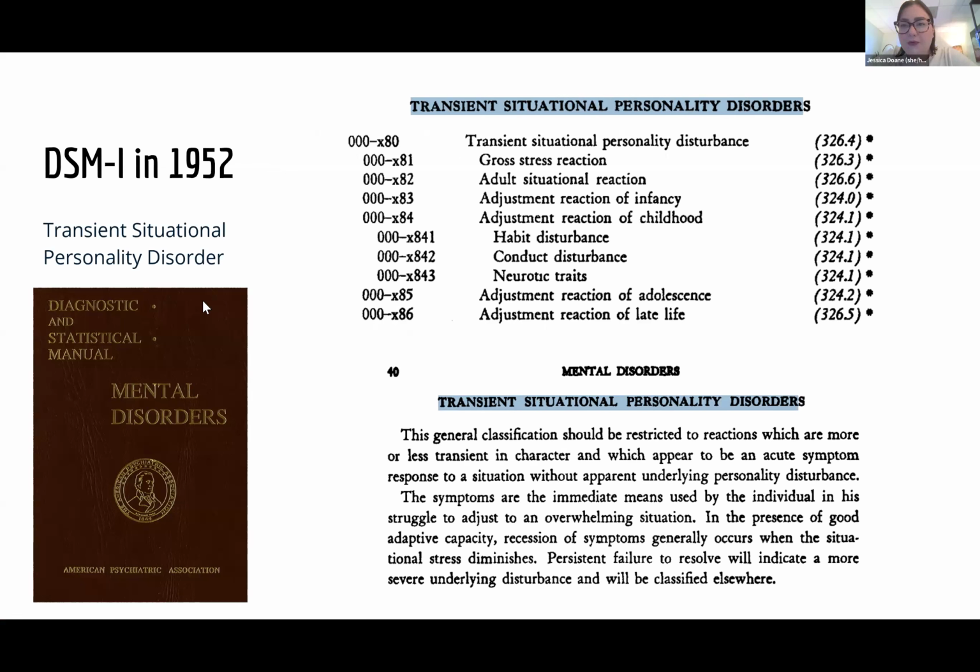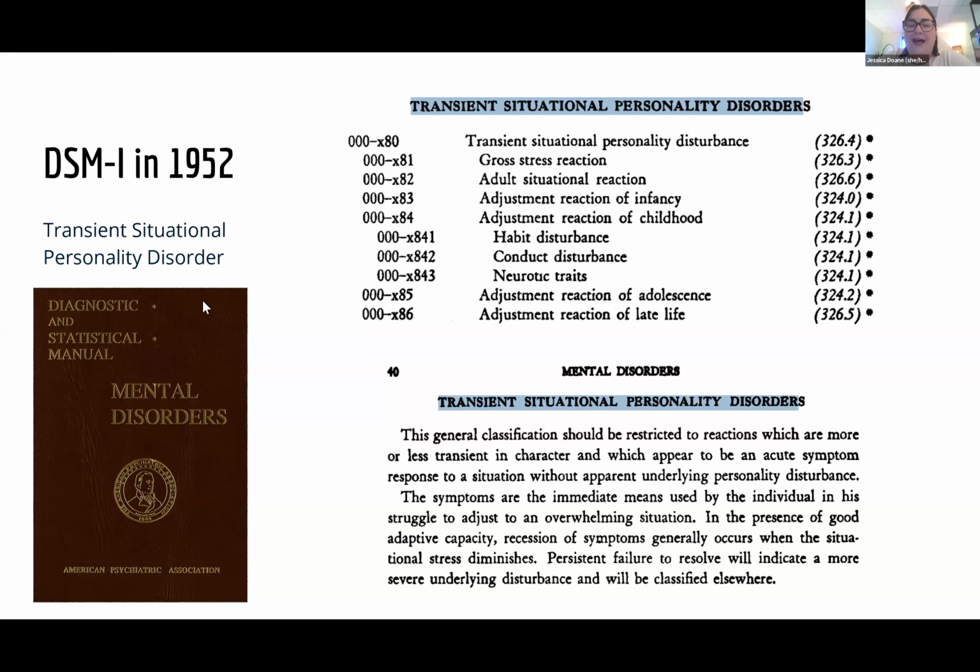Adjustment disorder was referred to something called transient situational personality disorder. I'm going to say that again. Adjustment disorder started out in the DSM-1 in 1952 as a personality disorder. When I think of adjustment disorder today, personality disorder does not at all come to my mind. More so things related to stress or post-traumatic stress, situational items. Those are the things coming to mind.